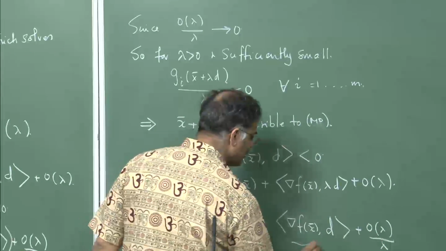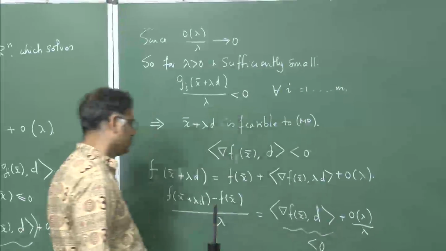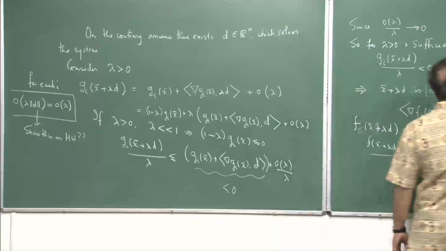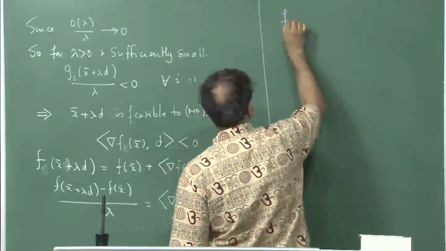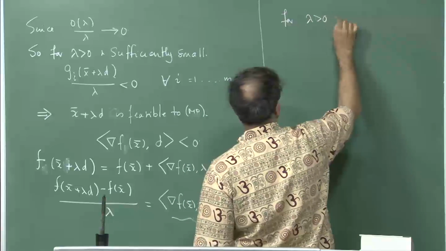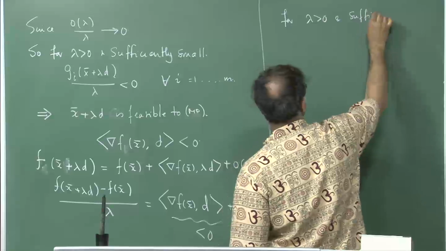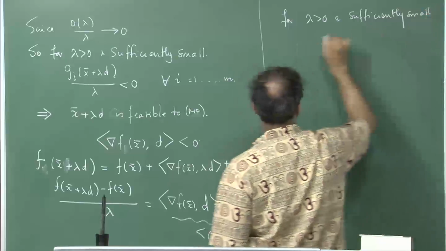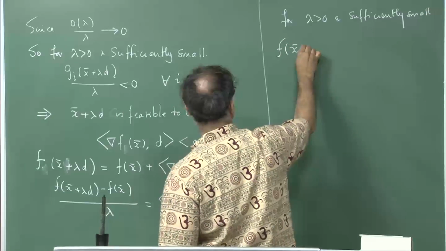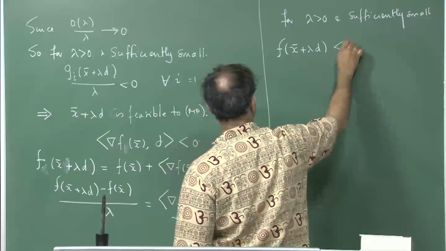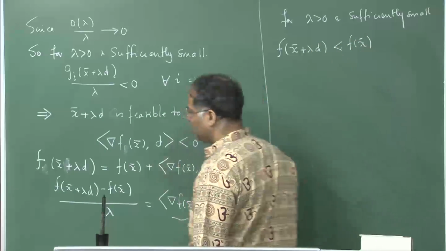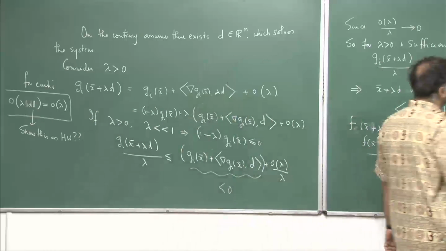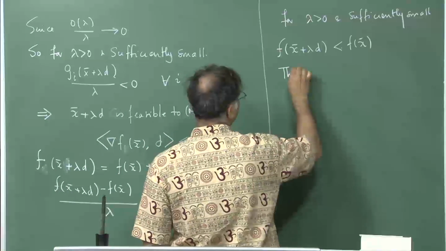Now, this is strictly less than 0. Again by a similar sort of argument as before, we can conclude for lambda greater than 0 and sufficiently small, f of x bar plus lambda d is strictly less than f of x bar. Now, for lambda sufficiently small, x bar plus lambda d is feasible to the original problem. So, this would imply that this contradicts that x bar is a local minimum.